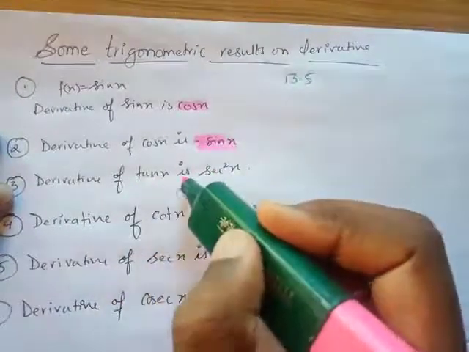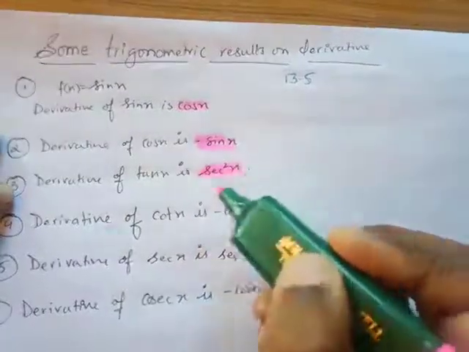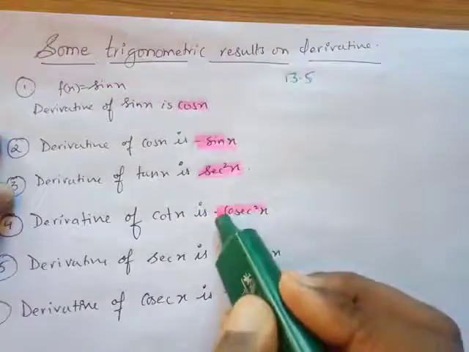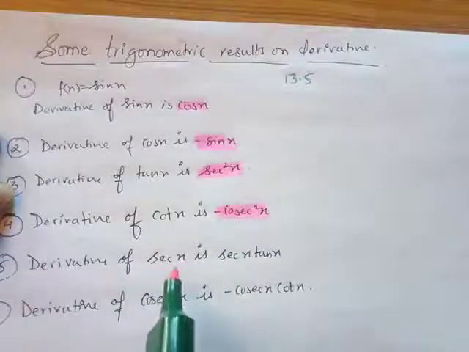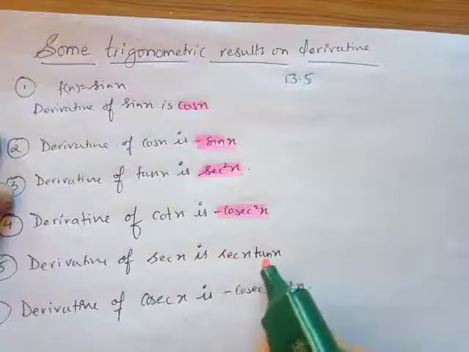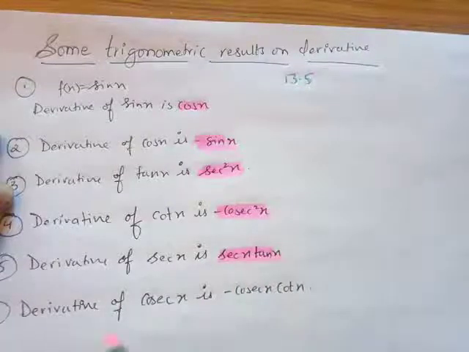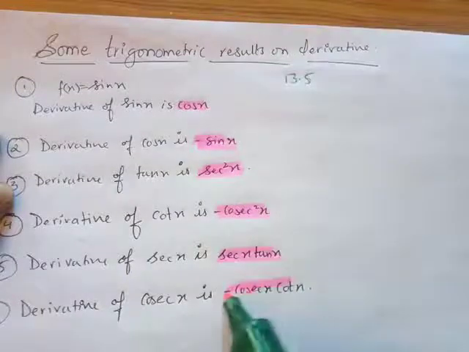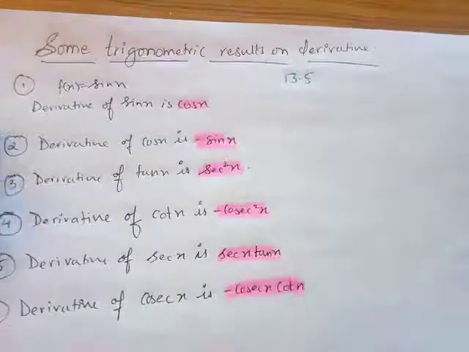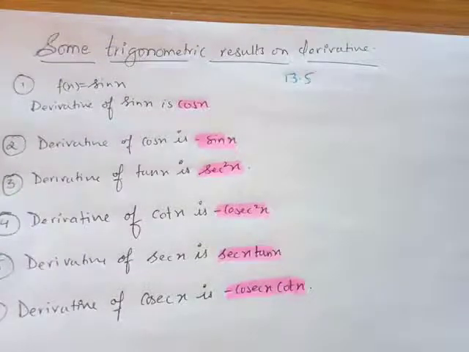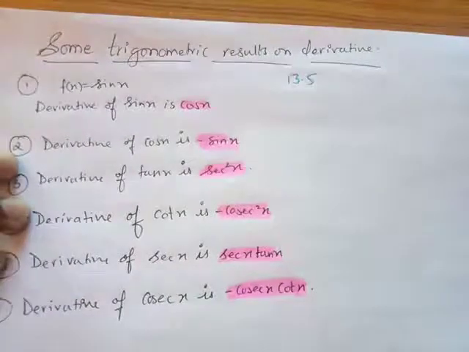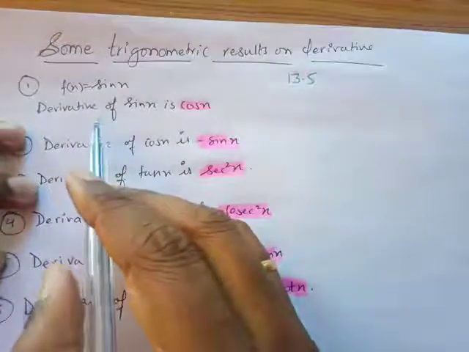Derivative of tan x is sec square x. Derivative of cot x is minus cosec square x. Derivative of sec x is sec x tan x. And derivative of cosec x is minus cosec x cot x. So you can write this down in your notebook, but we'll also do two proofs right now. If you are paying attention, we'll do it together. We'll see how this came up.